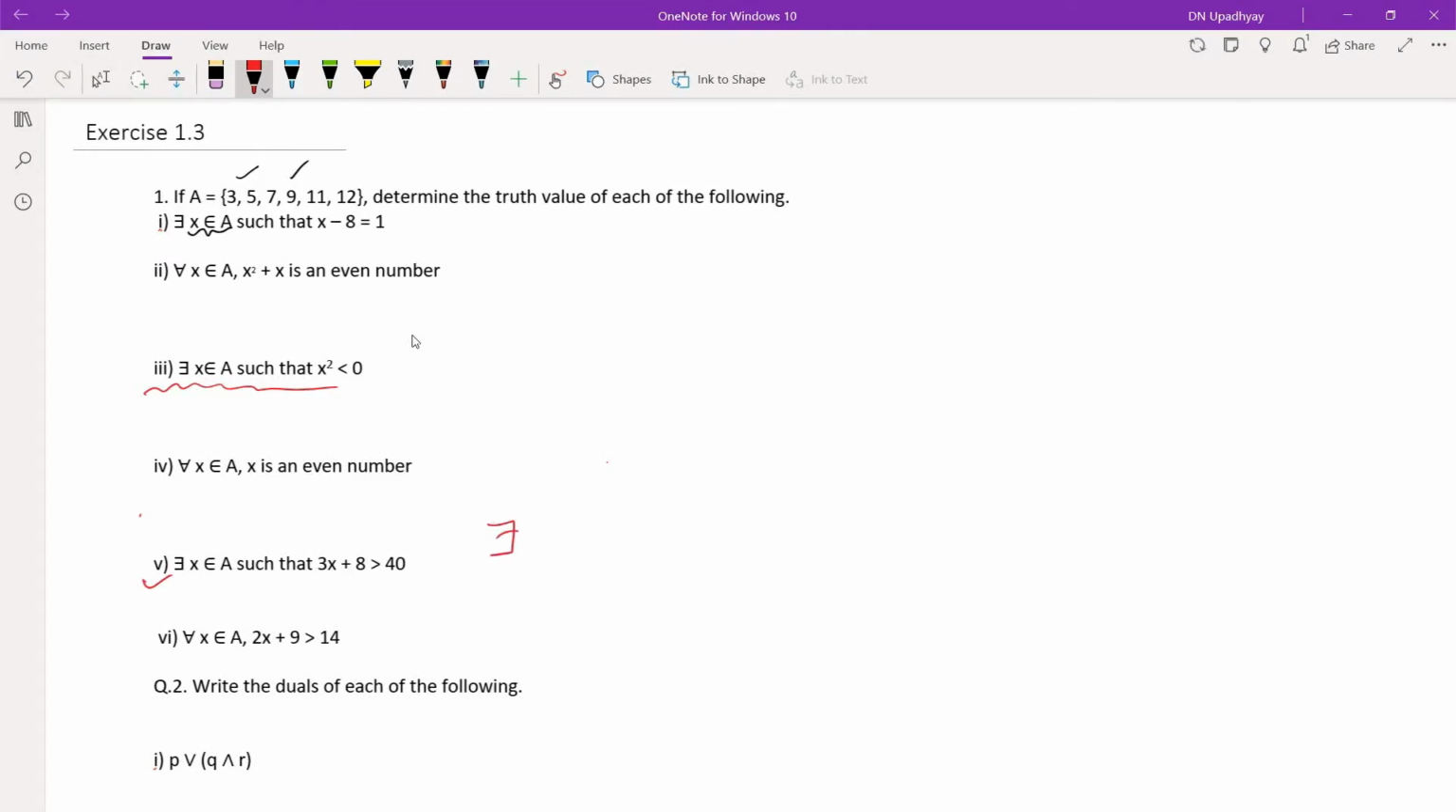There exists x belonging to A such that 3x plus 8 is greater than 40. So 3x plus 8 greater than 40. Let's see, the 8 will go to the other side, so 40 minus 8. So 3x is greater than 32, and x will be greater than 32 divided by 3.